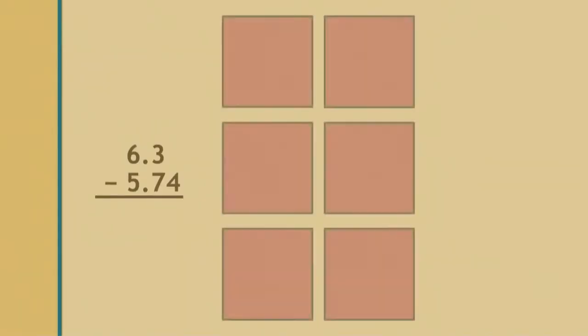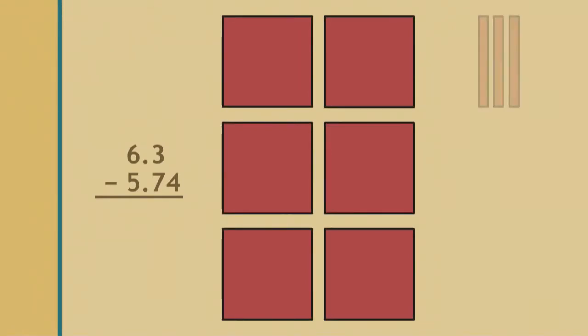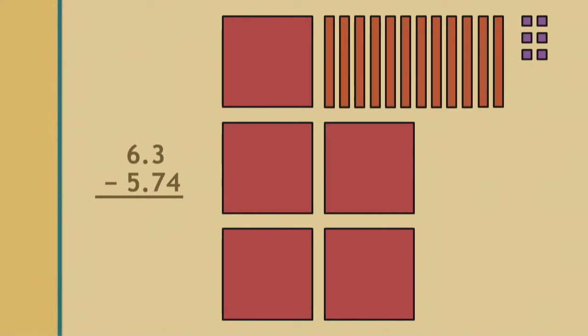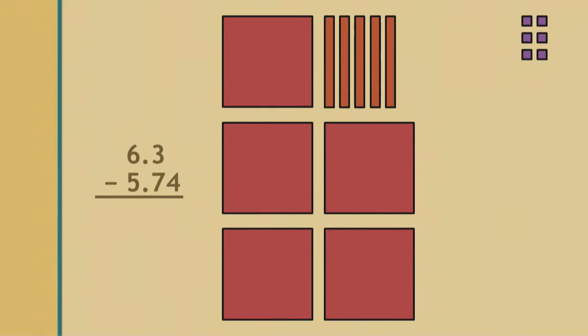Here we see 6 ones and 3 tenths. The first thing we have to do is subtract the 4 hundredths in our subtrahend, but to do that we must rename one of our tenths as 10 hundredths. Now we can remove 4 of them. We also need to subtract 7 tenths, but we can't do that without renaming either. So we'll take 1 one and rename it into 10 tenths, and now we can take 7 of them away.